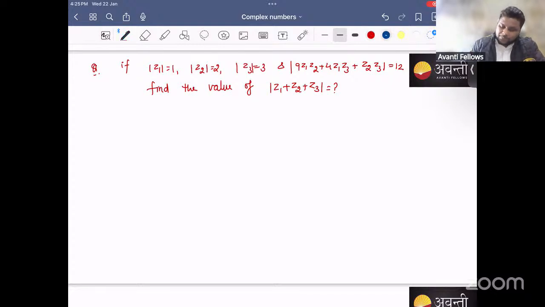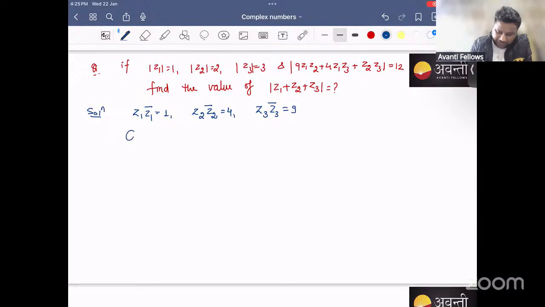See, can I say that Z1 conjugate is 1, Z2 conjugate is 4, and Z3 conjugate is 9? Yes or no? Now, another thing given to me is magnitude of 9Z1Z2 plus 4Z1Z3 plus Z2Z3 is 12.